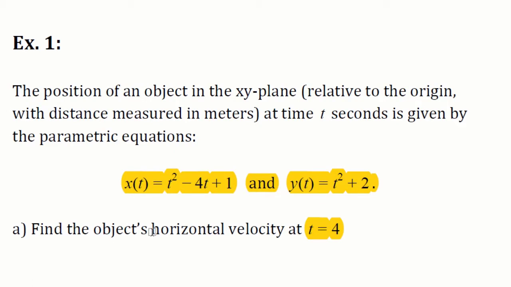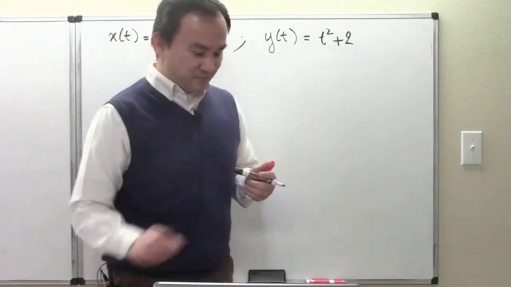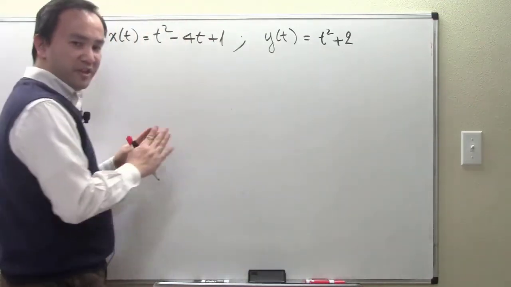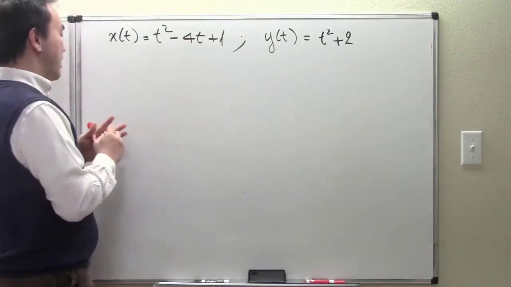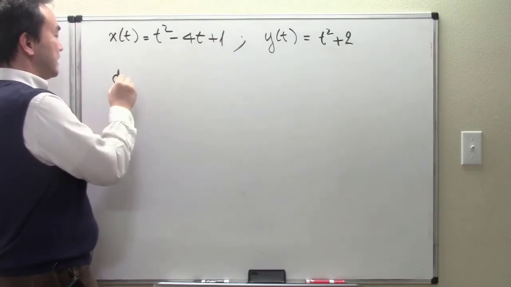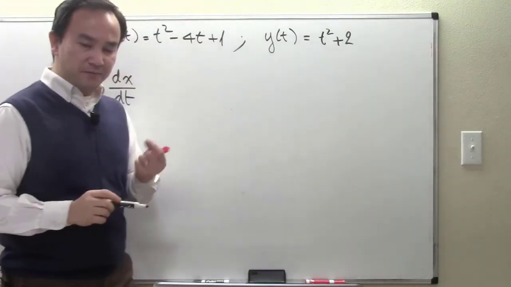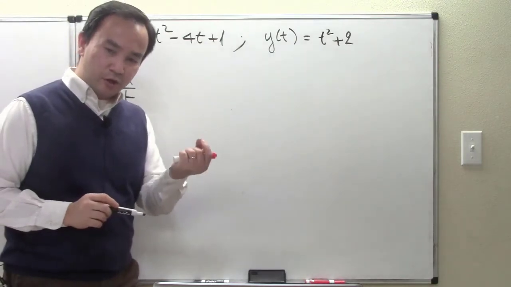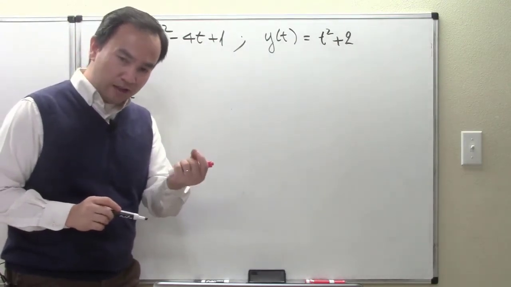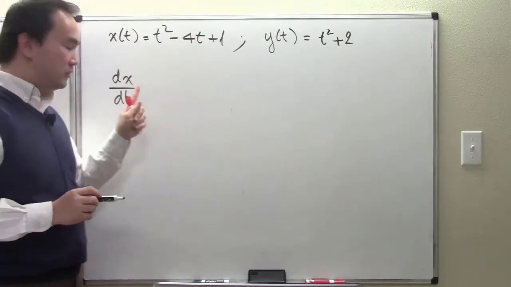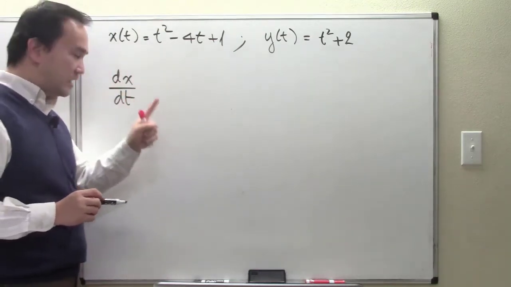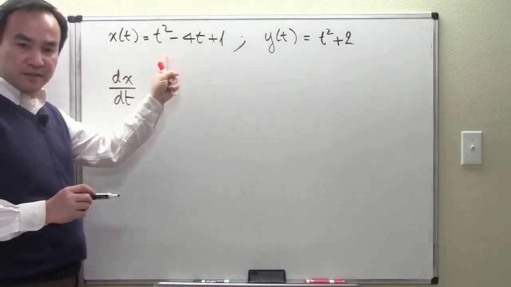So that term, horizontal velocity, is exactly what I explained before we turned to the actual problem. Now we're looking for dx/dt. Before we can find the horizontal velocity at t equals 1, we have to find the general dx/dt, which is the general instantaneous rate at this point.